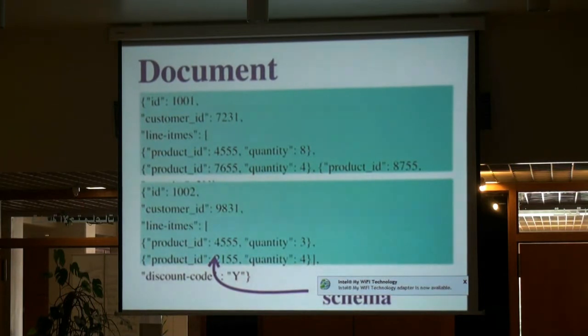MongoDB. The thing is, I'm free to add whatever data and columns I want. So here, for example, I could add something called discount code, which is not in this one. You're free to use whatever schema you like with that document. Okay?